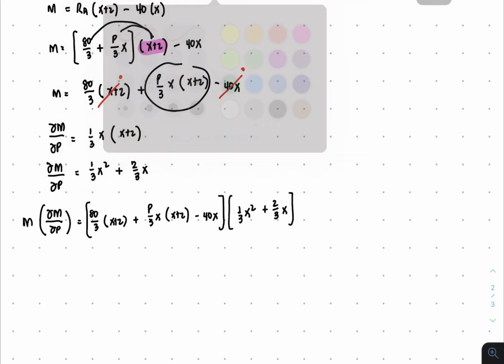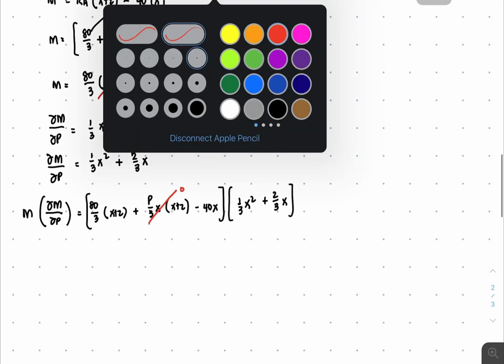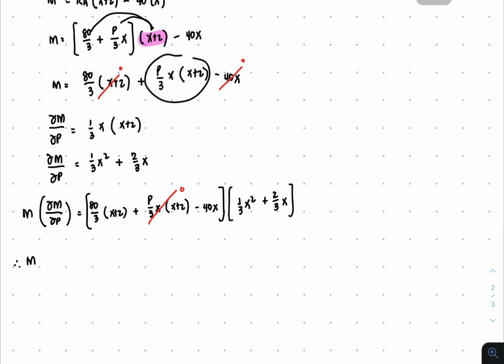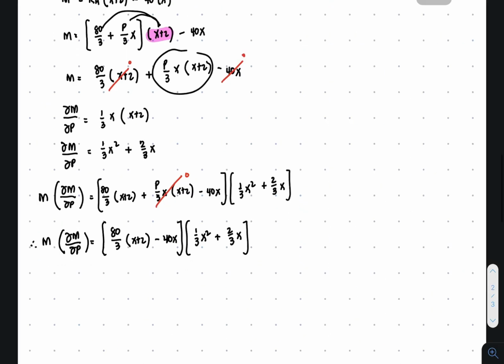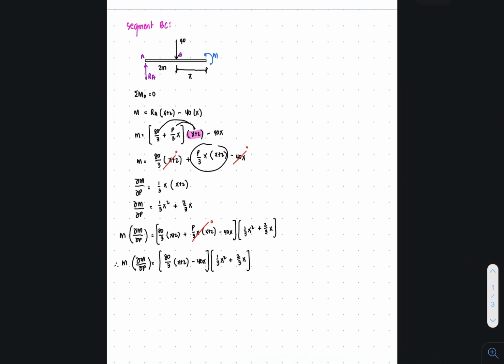So in this case, the final term now, since with the P, we're going to set that to 0, it's going to be M times the partial derivative of M with respect to P equal to the product of 80 over 3 times x plus 2 minus 40x, times the 1/3 x squared plus 2/3 x. So that is your term. We'll just leave it like that because it looks a bit big.